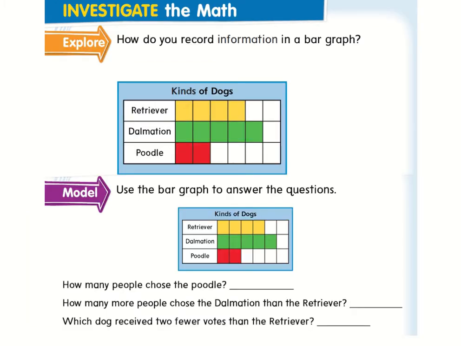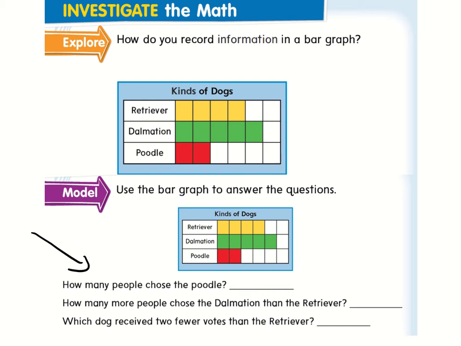The next thing that we're going to do is we're going to look at the information that we have for kinds of dogs. Now what we're going to do is we're going to analyze our data here and talk about each one of the questions. How many people chose poodle down here? So this is going to be our first question right there. How many people chose poodle? So we're going to take a look at our bar graph.